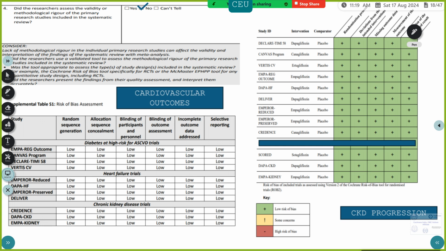Coming to the risk of bias, did they assess the validity or methodological rigor of the primary research studies included in the systematic review? Again, risk of bias was not provided for this meta-analysis. These are the risk of bias of the two other systematic reviews. But we cannot take this to be the risk of bias for our study, because the outcomes that they assessed in the cardiovascular and CKD reviews are not accurately applicable to the outcomes in our meta-analysis. But if we ballpark it, we can see that overall the studies had a low risk of bias.